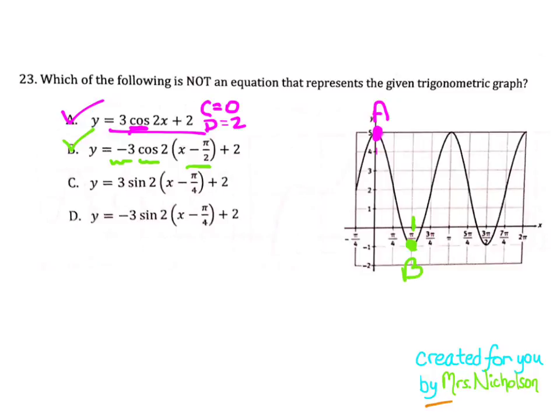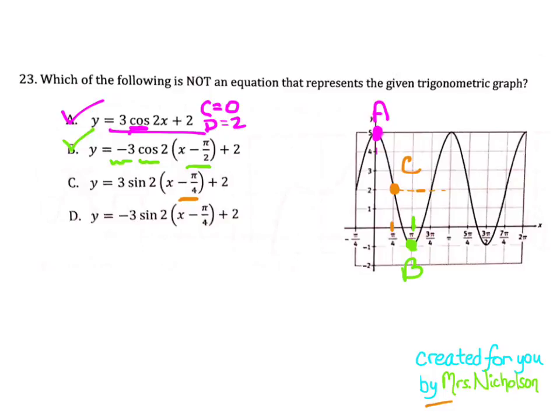Let's try the next one, a shift right pi over 4. So if I go to pi over 4 right here, that corresponds to this point on the graph. And that point is in the middle. That's on the midline of the graph there at 2. And the function is going down from that point. So I'm starting in the middle, which means it's a sine function. But if I go down, then it should be negative sine.